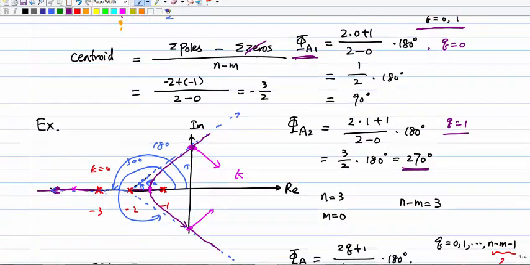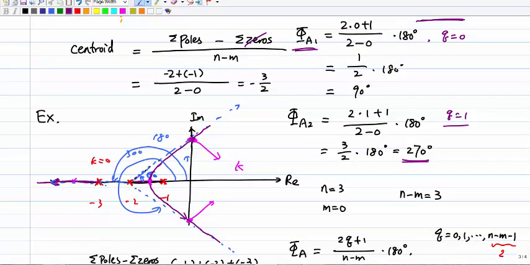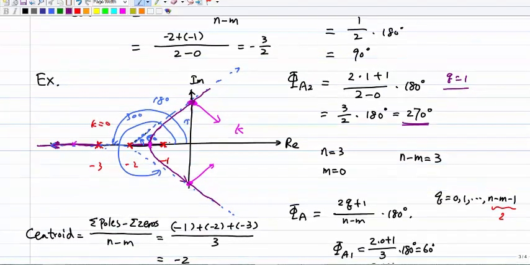Alright, now let's take a look at more complicated ones. This will be more complicated than the second case, which is when we have 3 poles and no zeros. Okay, so for this case I have 3 poles. They are at -1, -2, -3. So that's 3 poles, and we can compute n and m.